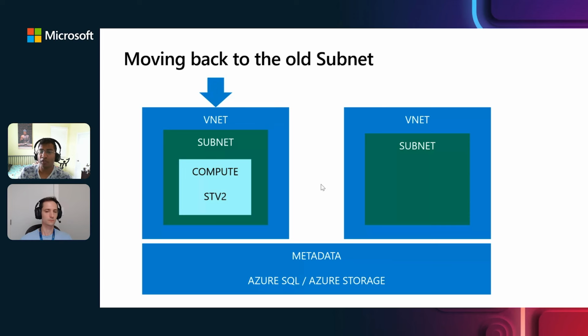your newer compute on the old subnet starts taking traffic, and because it has all the network dependencies intact, it will be able to continuously serve the traffic at that point of time.